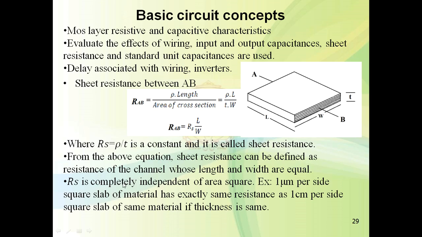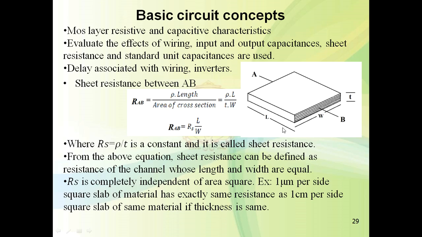rho by T. So the sheet resistance R_S is completely independent of area. For example, if you take a 1 micrometer by 1 micrometer slab, that material has exactly the same sheet resistance as a 1 centimeter by 1 centimeter slab of the same material with the same thickness.